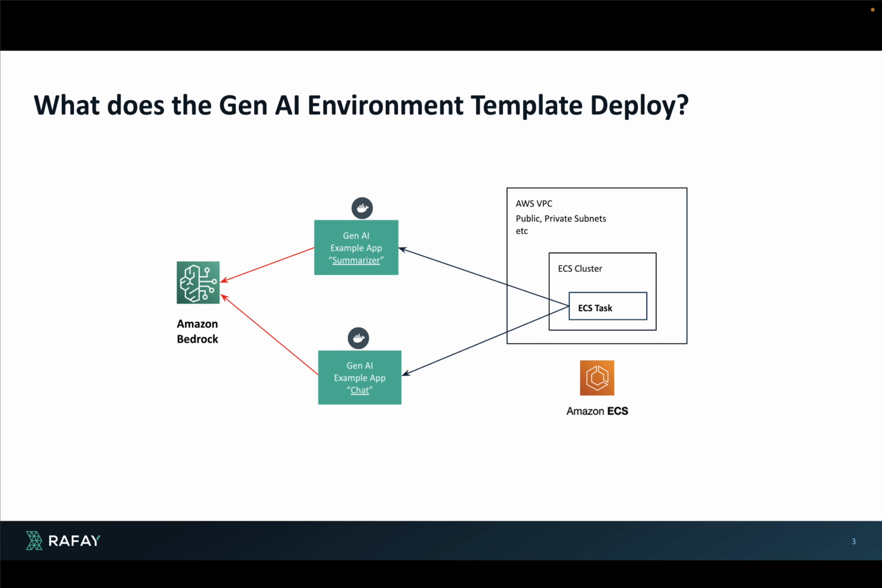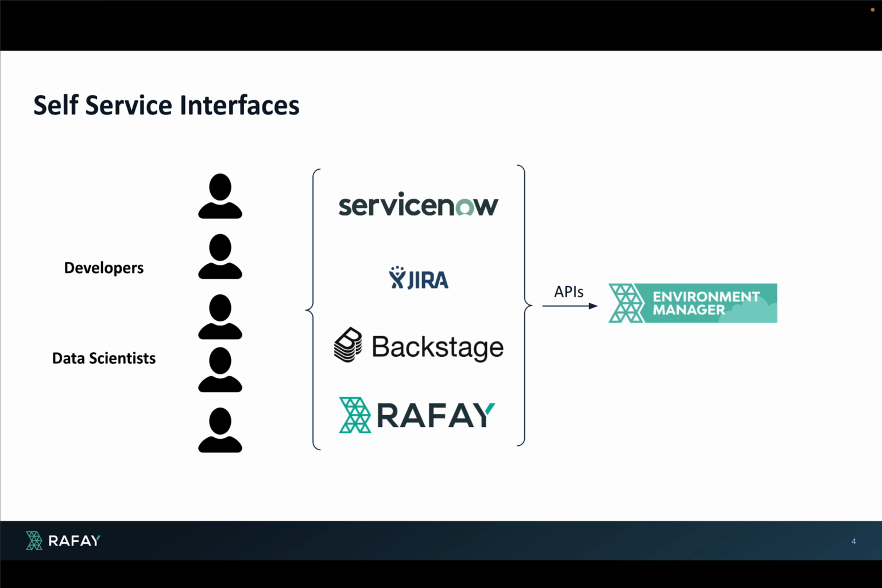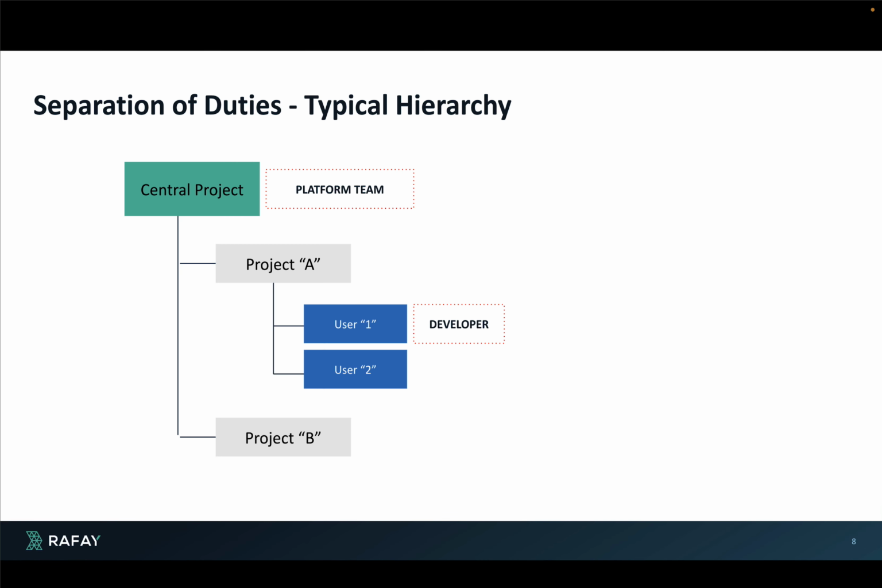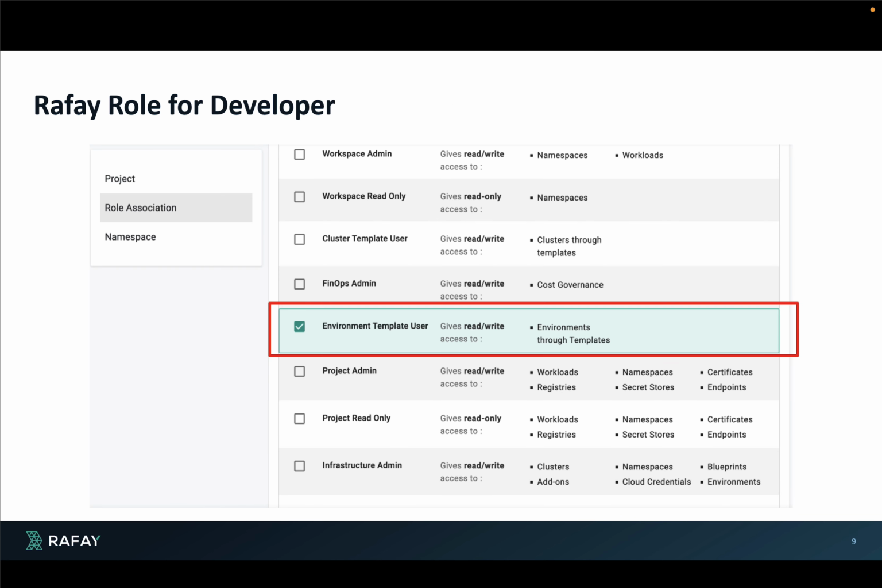In part 1, we will demonstrate how app developers can use a self-service experience to provision an Amazon ECS-based environment to deploy and operate generative AI containerized applications. With Rafay Environment Manager, the platform team's responsibility is to develop and maintain environment templates for the organization. Users such as developers and data scientists are consumers of the environment templates.